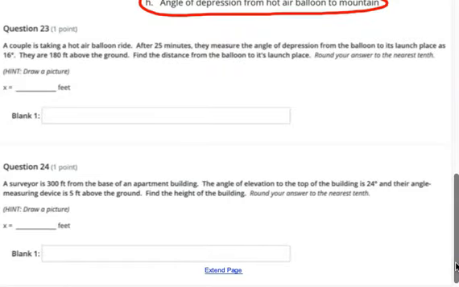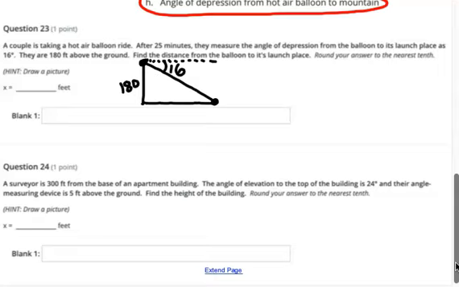So a couple is taking a hot balloon ride. After 25 minutes, they measure the angle of depression from the balloon to its launch place at 16 degrees. So at that point, they're 180 feet off the ground. So we're 180 feet off the ground. This is where we started. This is where we launched. This is where we're at now. At that point, they measure the angle of depression to be 16 degrees.